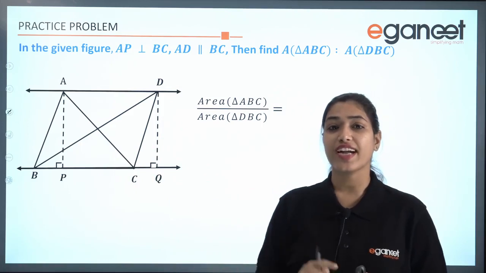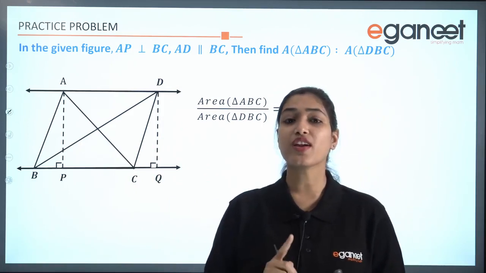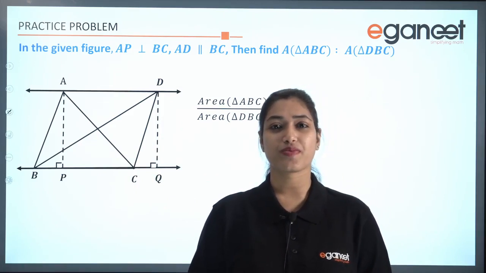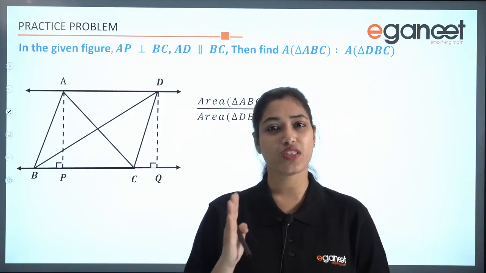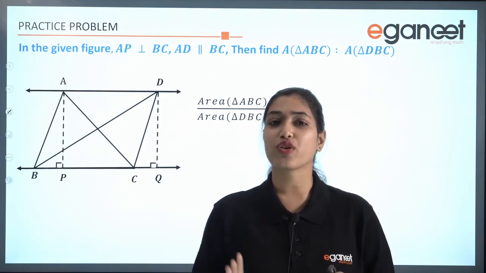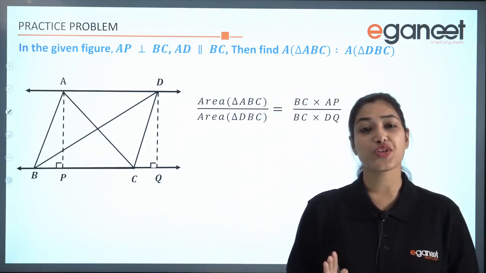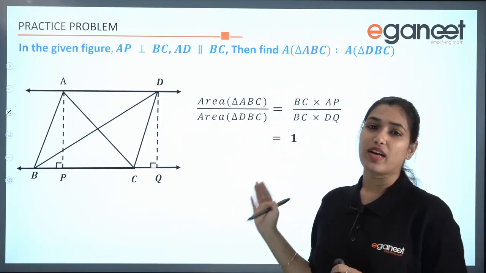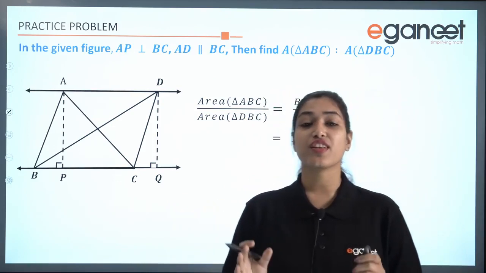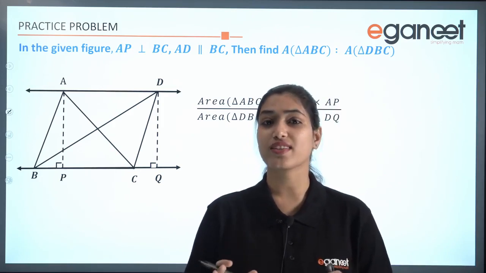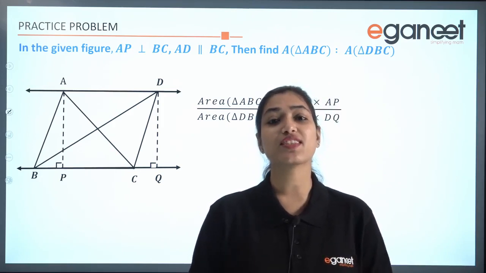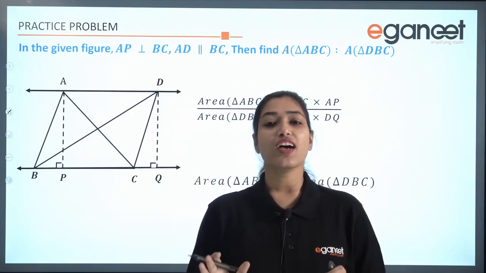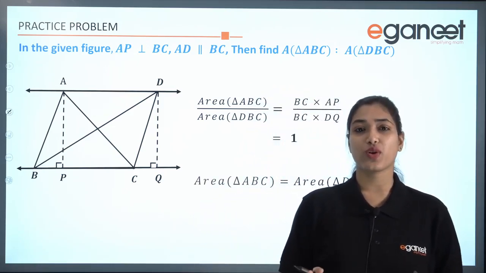That means the heights are equal and the bases are common for both the triangles. So how will be the ratio? Everything will get cancelled out, the bases and the heights, and what we are left with is the ratio of areas of the two triangles here is equal to 1. And whenever the ratio of the areas of two triangles is equal to 1, that means that the areas of both the triangles are equal. I hope you have understood the concept.